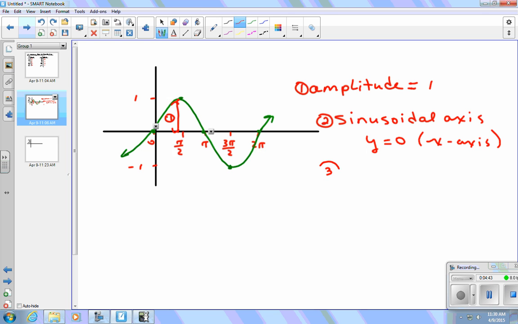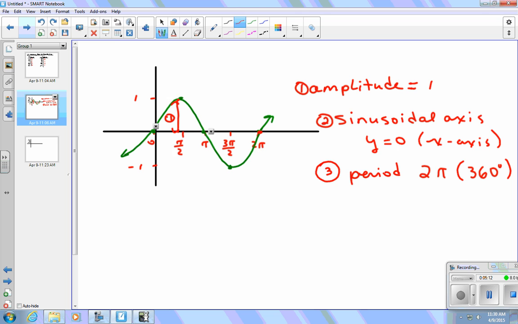The third thing we want to look at is the period. And the period is the length of the cycle. So if we think of the cycle, we're going up, down, and then up again, and it starts to repeat here. So the period is 2 pi or 360 degrees. Okay, and then it repeats itself exactly every 360 degrees or every 2 pi radians.